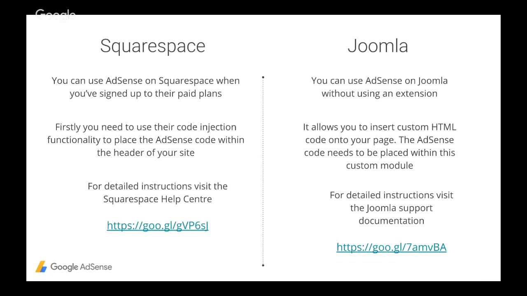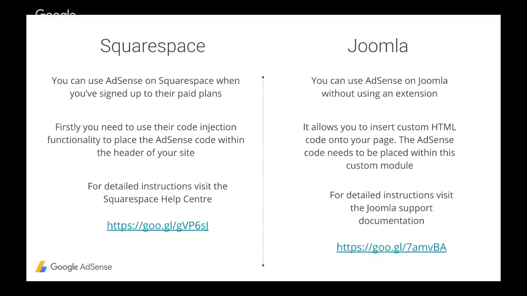You'll need to use the code injection functionality in order to place the AdSense code within the header of your site. And they've actually created a detailed help center link on this Go link at the bottom. That's on their help center. They'll update it regularly with the steps if their interface changes. So we recommend, if you have a Squarespace site, follow the instructions on that URL.